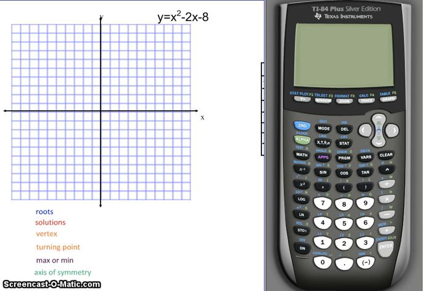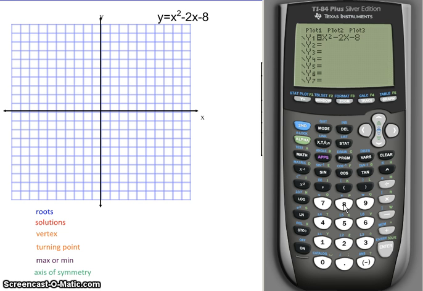We're going to start by graphing the equation y equals x squared minus 2x minus 8. I'm going to use my graphing calculator to do this. So I'm going to turn on my graphing calculator, go to the y equals button, and type in this equation. The equation is x squared minus 2x minus 8. The x button is over here next to alpha. Squared, minus 2x minus 8.